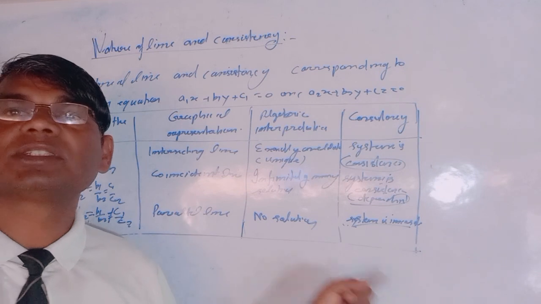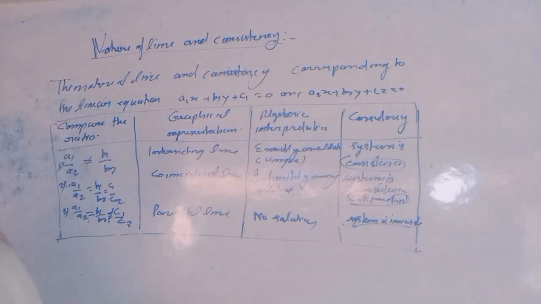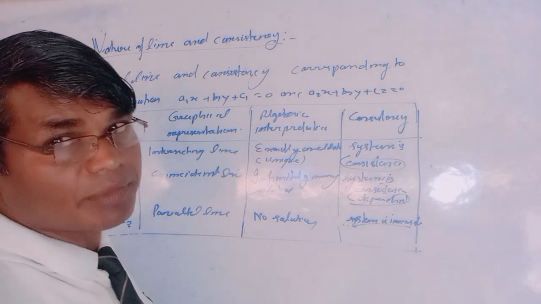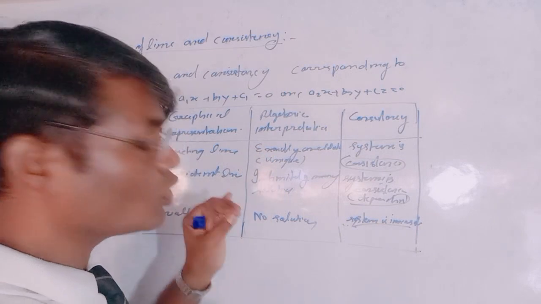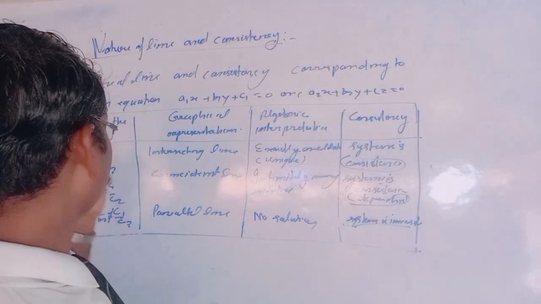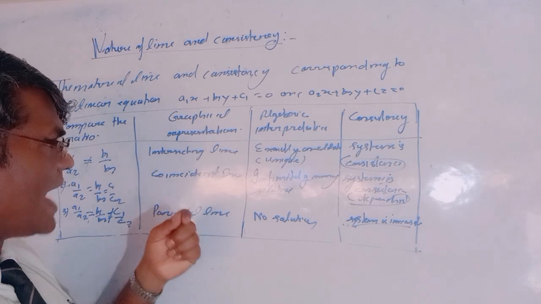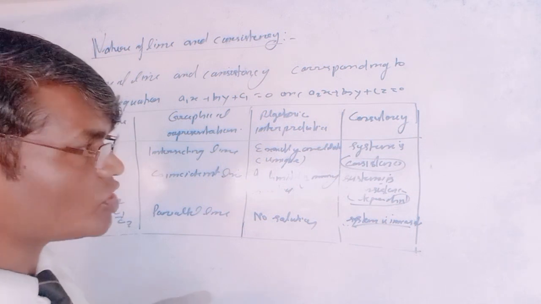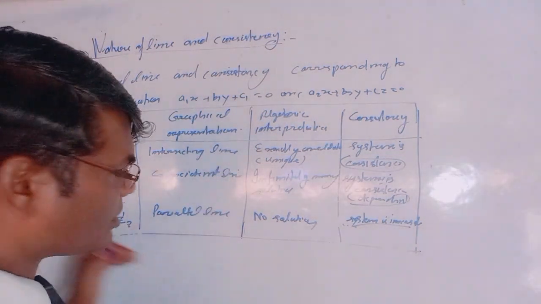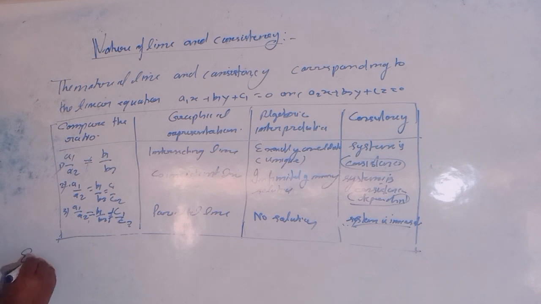Got it? I hope you understood whatever I'm telling here. On the basis of this, each of the cases can be understood with an example, so that we can show and understand clearly the meaning of comparing the ratio, graphical representation, algebraic interpretations, and consistency. One by one, we will take the examples. So here is the example.